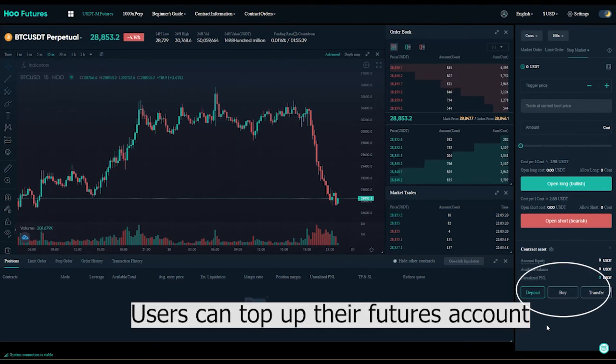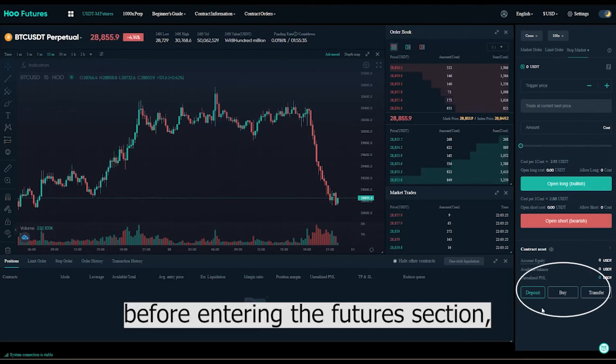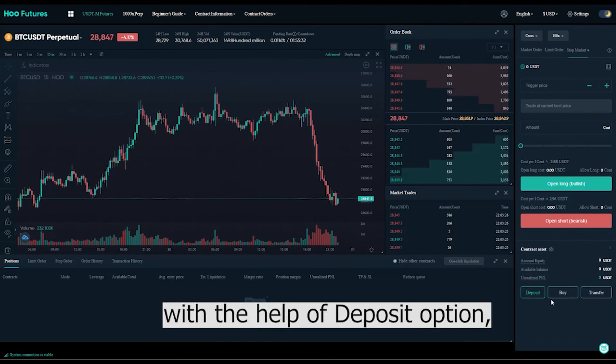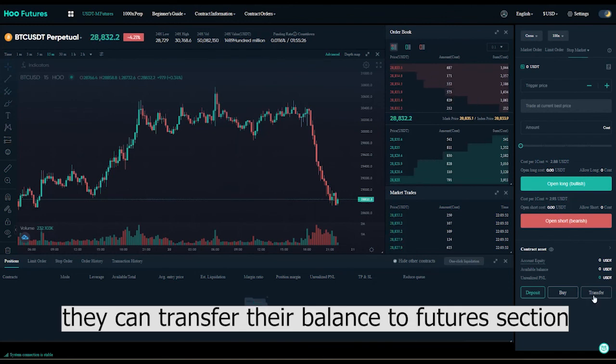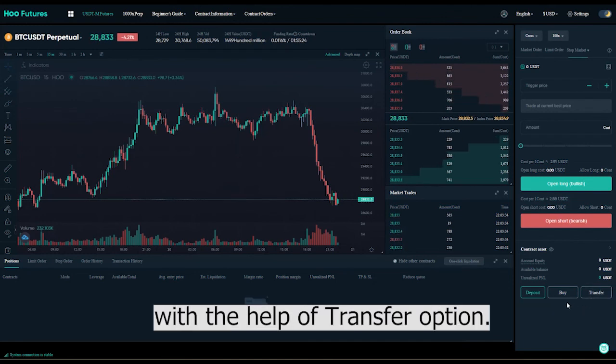Part 5. Users can top up their futures account before entering the futures section. They can top up their balance with the help of the Deposit option. Or if they have balance in their account, they can transfer their balance to the futures section with the help of the Transfer option.